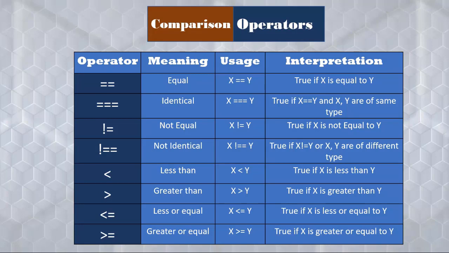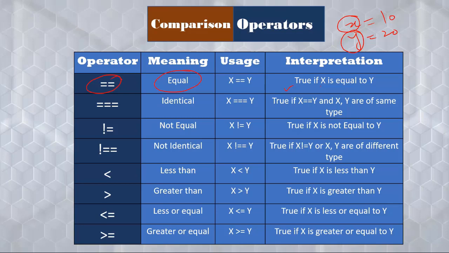The first one is called double equal to. This is different from the assignment operator equal to. So the double equal to operator checks if X is equal to Y. If we are having two variables, X which is 10 and Y which is 20, and we want to check whether the value of X is equivalent to the value of Y, then we can use this comparison operator. It returns true if X is equal to Y and false otherwise.